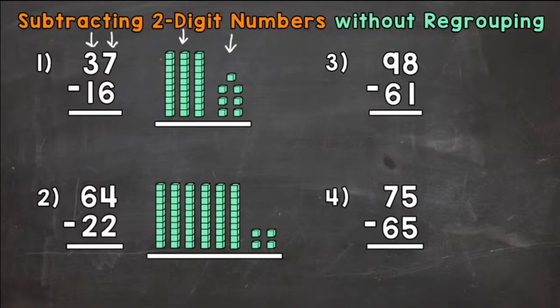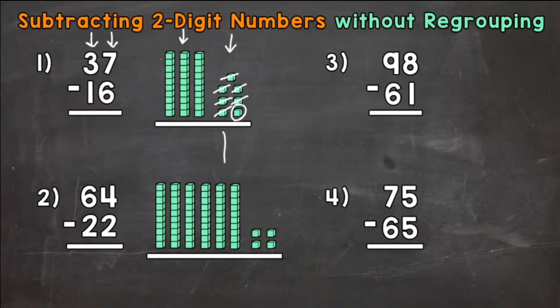And when we subtract whole numbers, we start with the ones place. So we have 7 ones minus 6 ones. So let's subtract or take away 6 ones. 1, 2, 3, 4, 5, 6. Now we need to see how many we have left. Well, 1. So we put a 1 in the ones place in our answer.